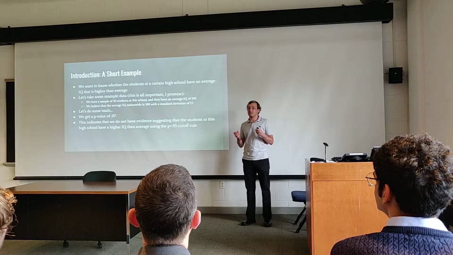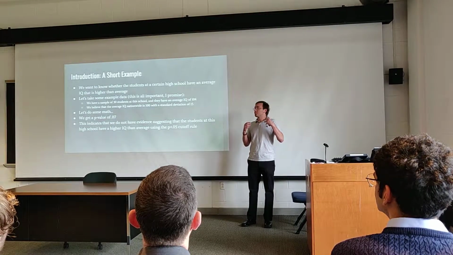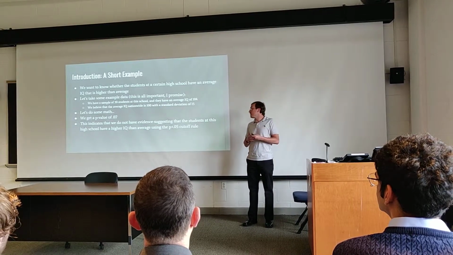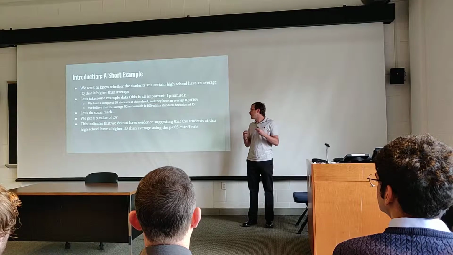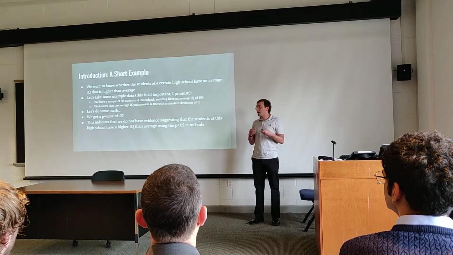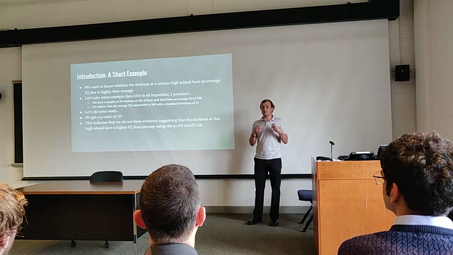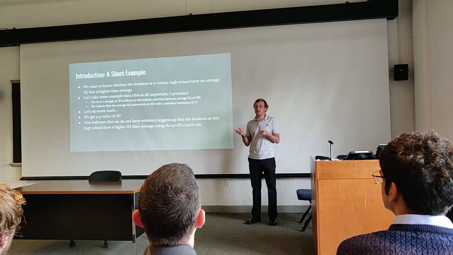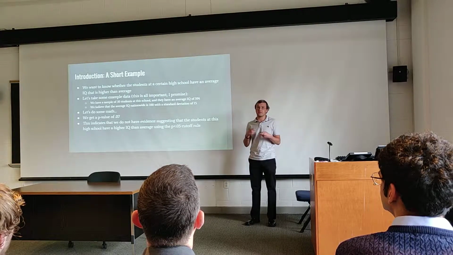0.07 is not, in fact, less than 0.05. So first of all, this does not prove or disprove anything, but we can say that we do not have evidence suggesting that the students at this high school have an average IQ that is higher than the nationwide average IQ, of course, using the p < 0.05 cutoff rule. Some people use p < 0.10, in which case we would have statistical significance.